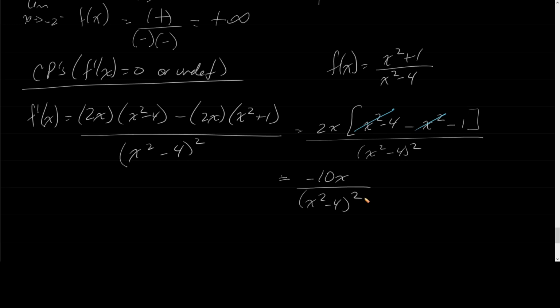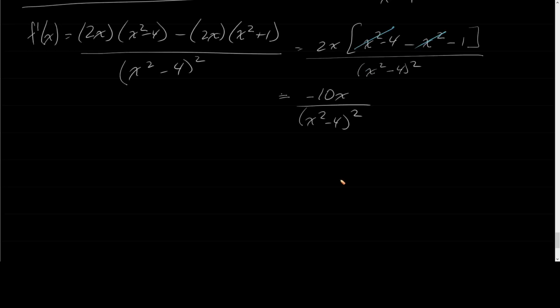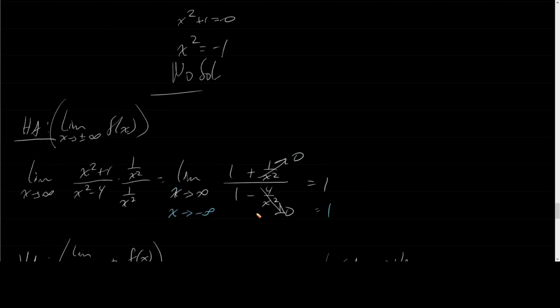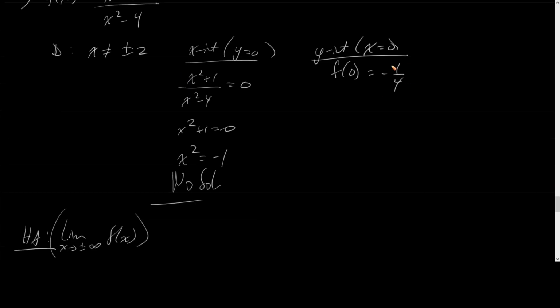So now, I want to see where the critical values are, right? So what I need to do here is set this equal to 0. And if I set that equal to 0, I have a fraction equaling 0. And what we know about fractions equaling 0 is that the numerator itself must be equal to 0. So negative 10x is equal to 0. That tells me that x is equal to 0. This gives me a coordinate, which we already found, right? Because when x equals 0, that's our y-intercept, and our y-intercept was negative 1/4.